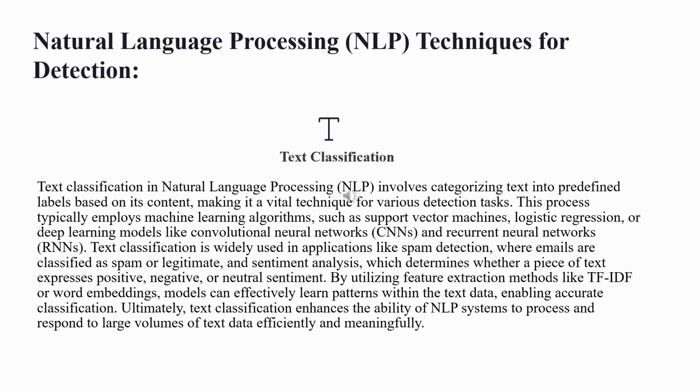Coming to the third technique used in NLP for detection, which is text classification. In NLP, it involves sorting text into predefined categories based on its content, which is vital for many detection tasks. This usually involves machine learning algorithms such as support vector machines, logistic regression, or deep learning models like convolutional neural networks or recurrent neural networks. Text classification is widely used for tasks like spam detection, sorting emails into spam or legitimate, and sentiment analysis, where we label text as positive, negative, or neutral.